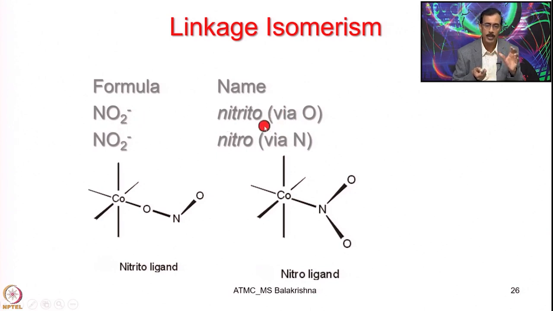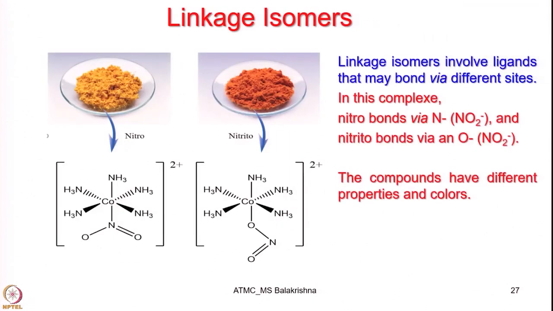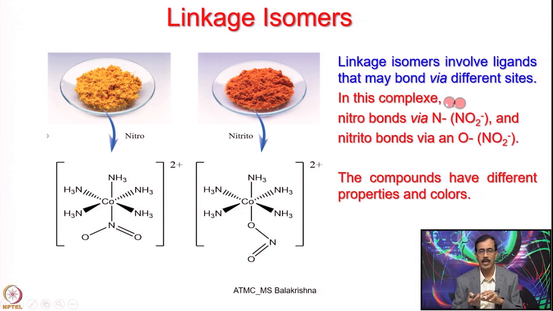So that means the moment the ligand's name is pronounced as nitrito, you should assume that in this NO2, oxygen is connected to the metal ion and not nitrogen. And when the nitrogen is coordinated, simply use the term nitro, which indicates it's the N that is coordinating to the metal, not either of the oxygen atoms. And linkage isomerism involves ligands that may bond via different sites.